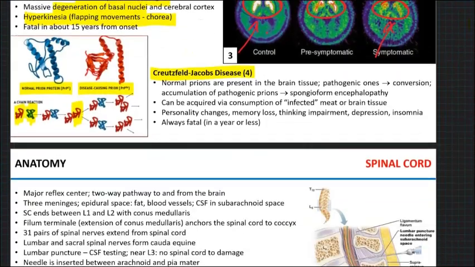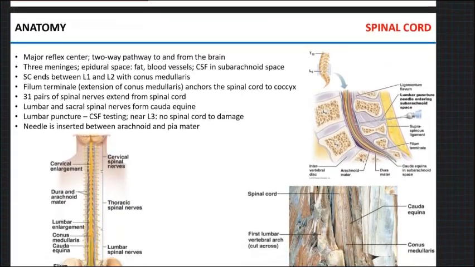So, let's move on to the spinal cord. First of all, let's highlight what the functions are. There are two main functions. We are going to focus on the second one, the fact that the spinal cord is the pathway to and from the brain. It is also a reflex center, but we're going to discuss reflexes when we talk about the peripheral nervous system.